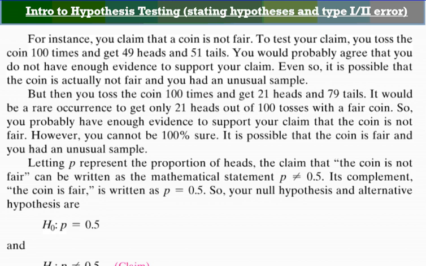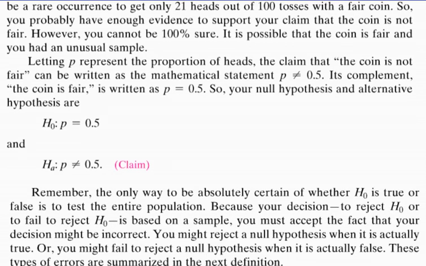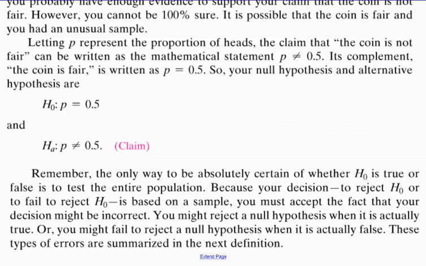So let P represent the proportion of heads. The claim that the coin is not fair can be written as the mathematical statement P does not equal 0.5. Its opposite or complement is that the coin is fair, and that would be that the proportion is equal to 0.5. So our null hypothesis and alternative are: the null is that the coin is fair, it's equal to 50% success rate, and the second is that the coin is not fair, and the percent is not equal to 50%.